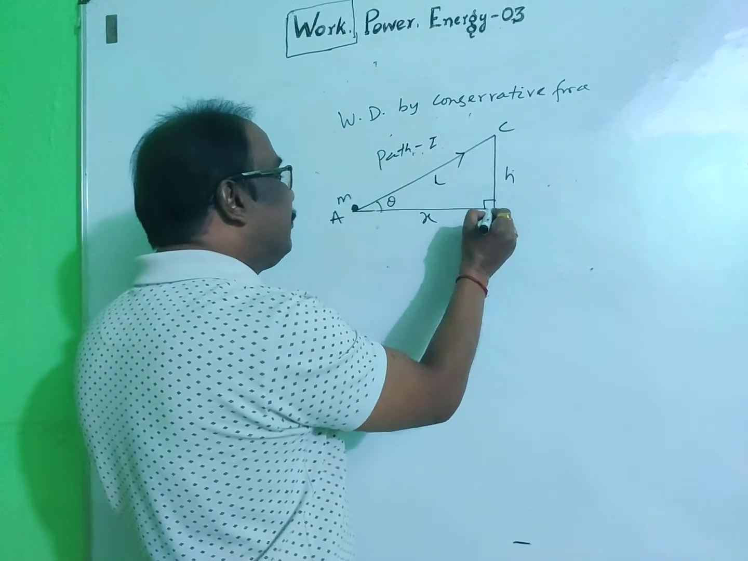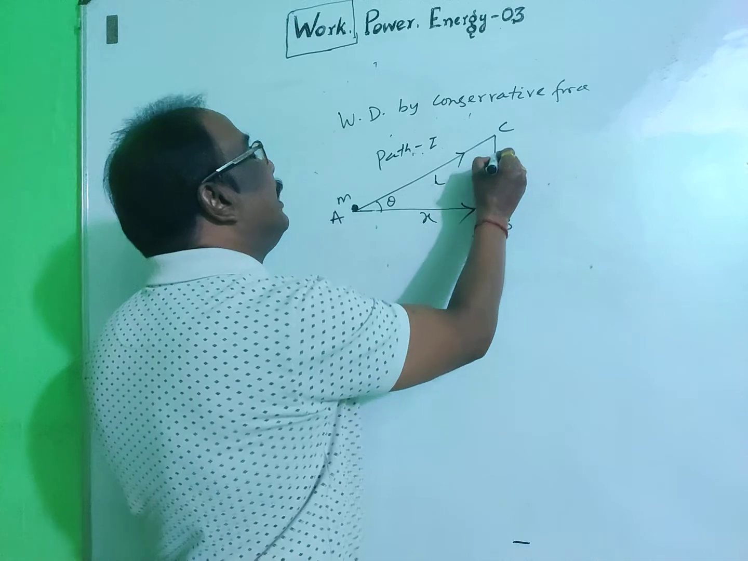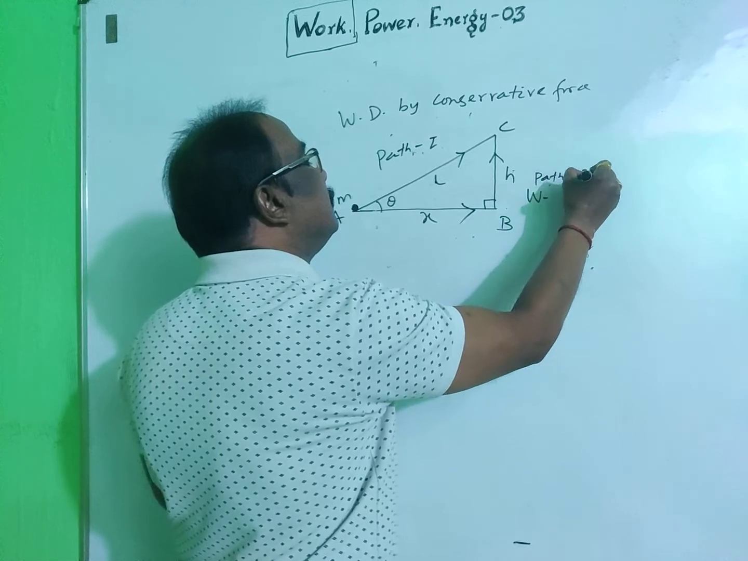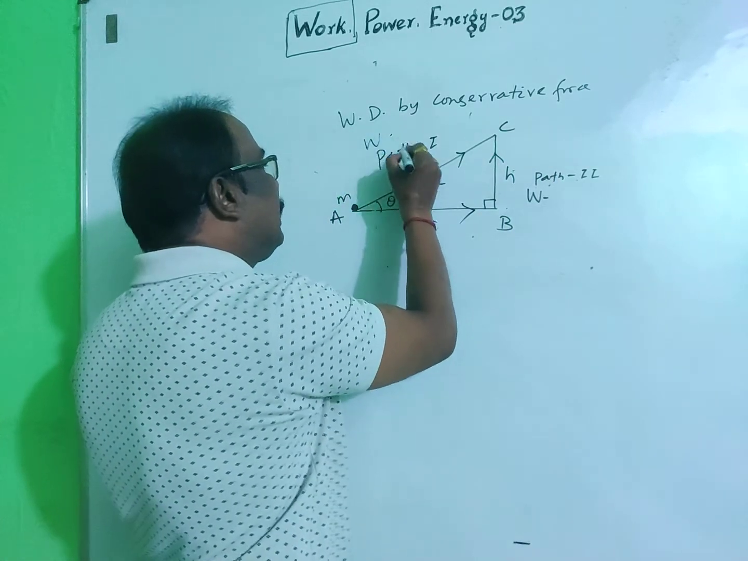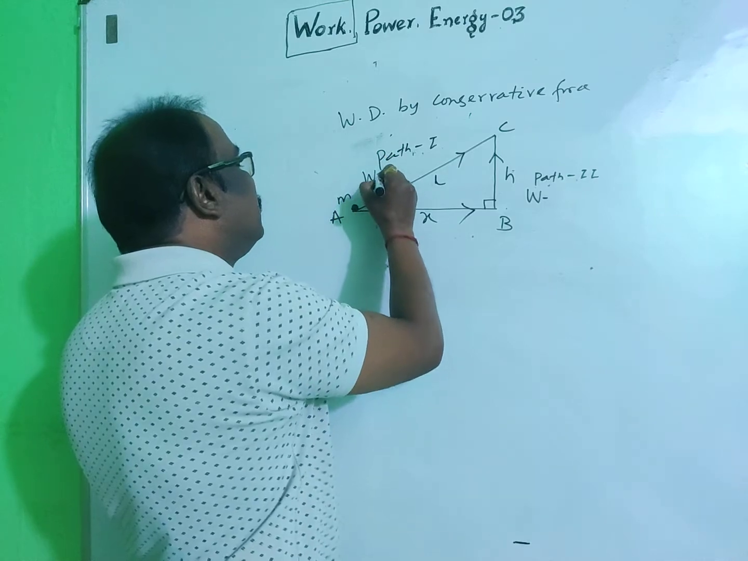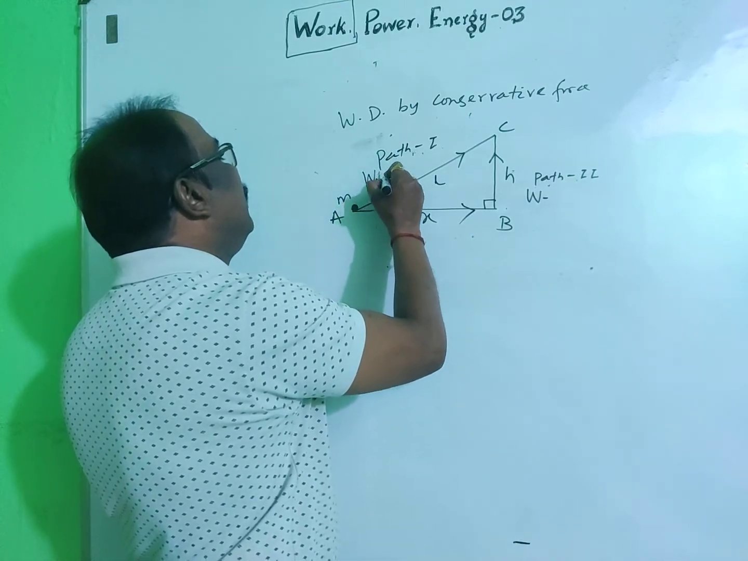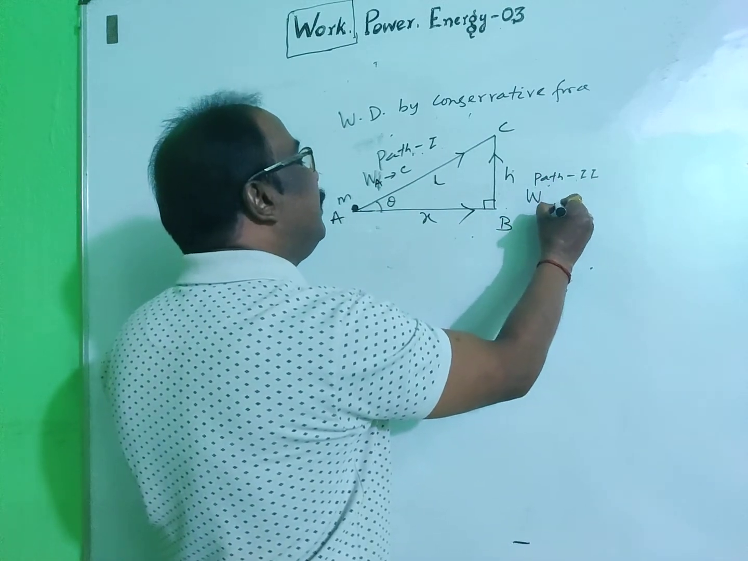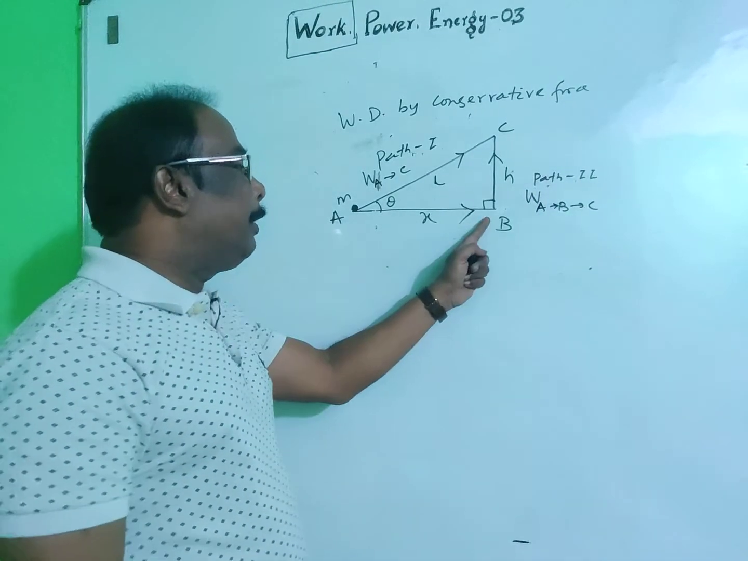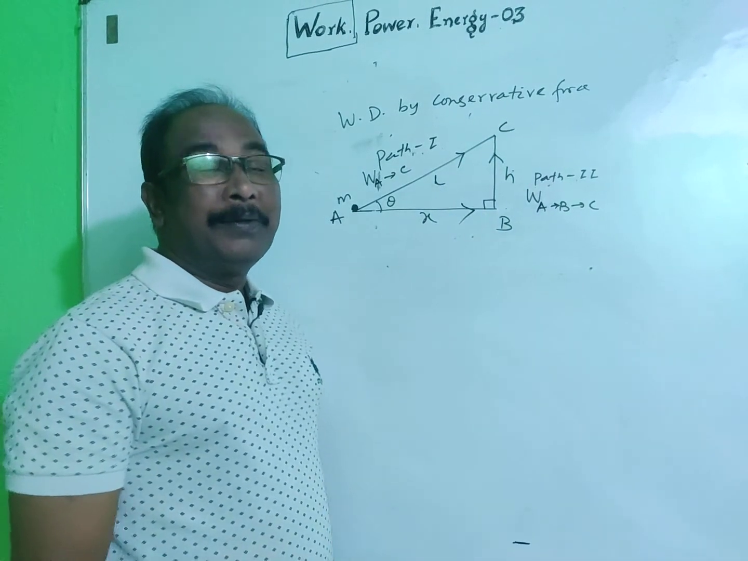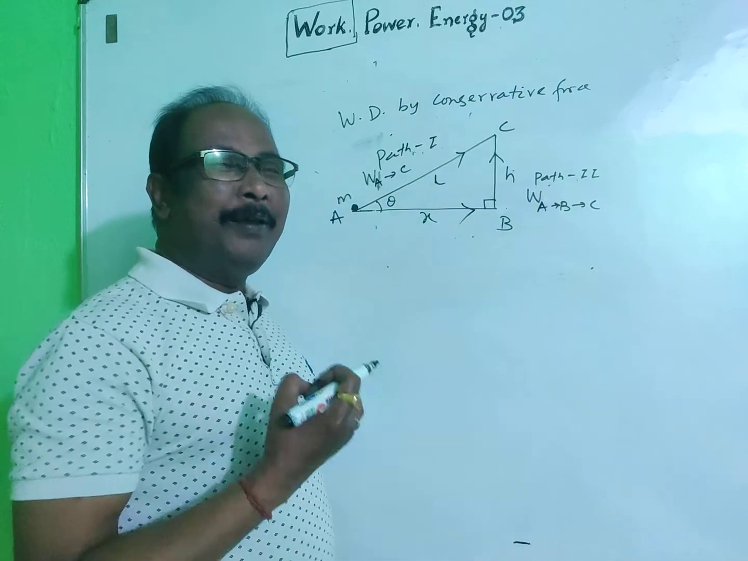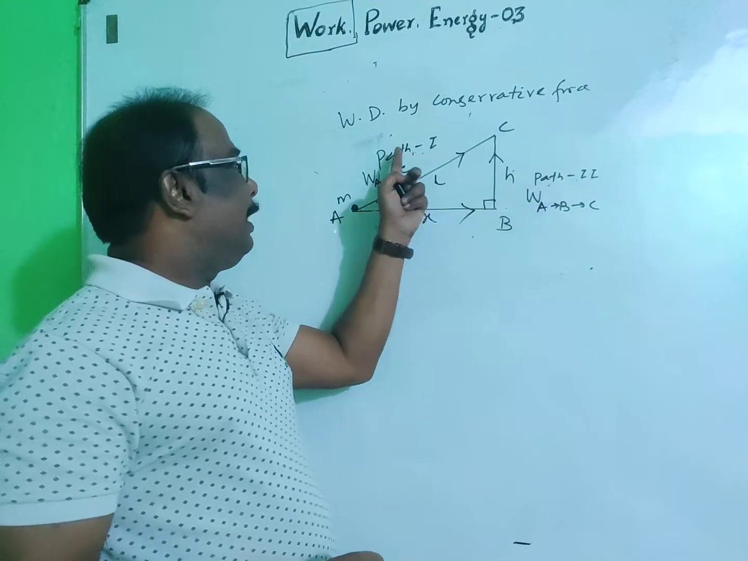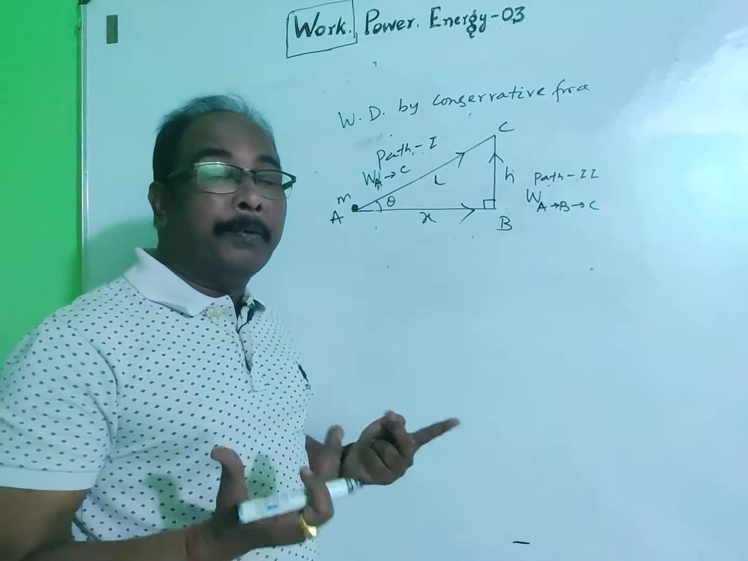Then the particle is taken first from A to B, then from B to C. This is path 2. So here, work done in path 1 is the work from A to C. Here in path 2, work is done first from A to B, then from B to C. Work done by a conservative force is independent of path length. But here, in path 2, path length is more, and in path 1, path length is less. We have to prove that.